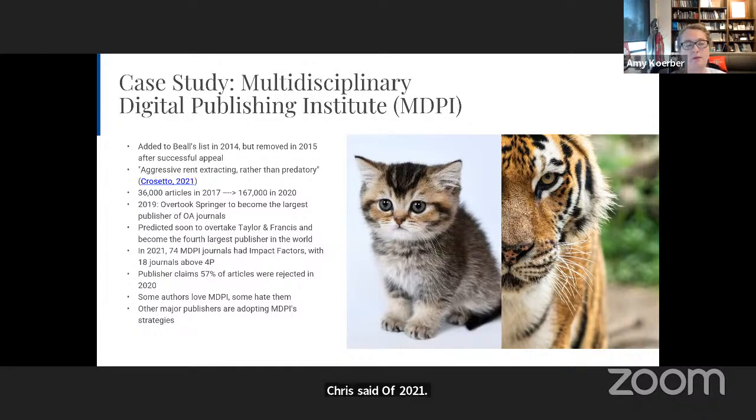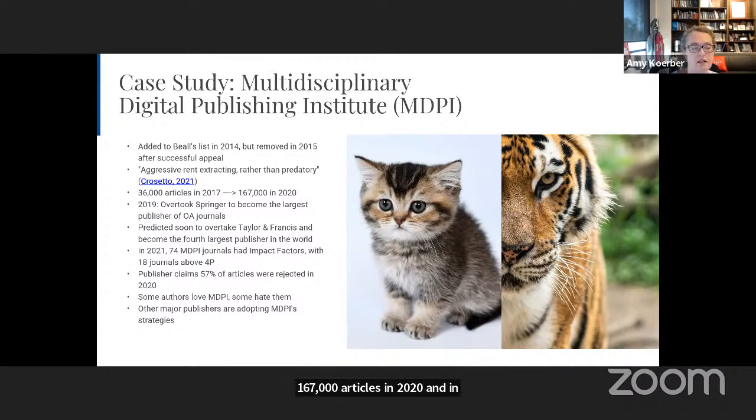He takes a pretty favorable stance towards MDPI, and his blog post is titled something like "MDPI, is it predatory, is it not?" He says maybe their tactics are better characterized as aggressive rent extracting rather than predatory. Basically what he argues is that you might love them or you might hate them, but you cannot argue that they have been successful. Their statistics that I've summarized here are astounding. They went from publishing 36,000 articles in 2017 to 167,000 articles in 2020.